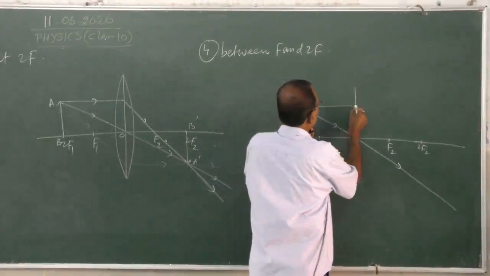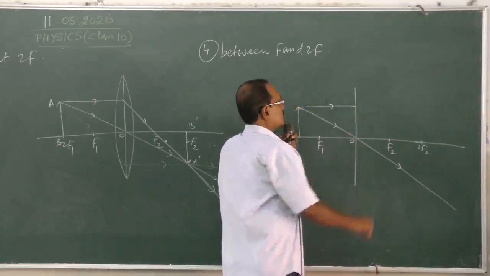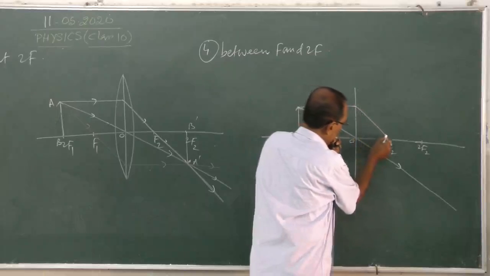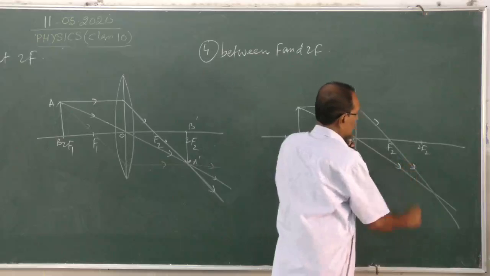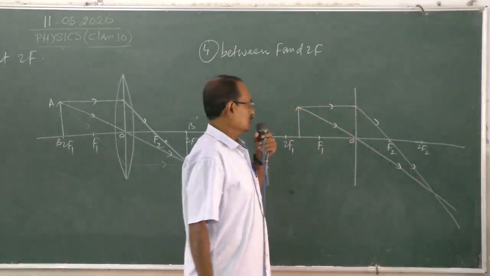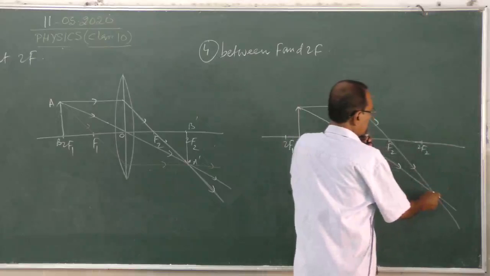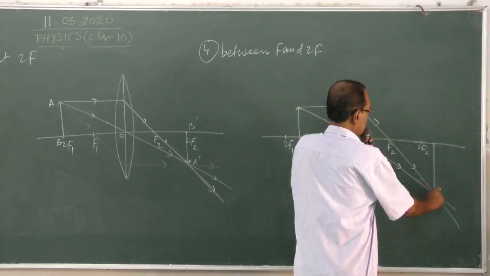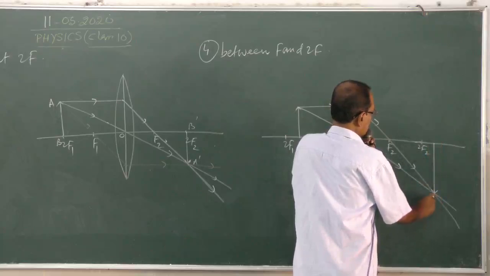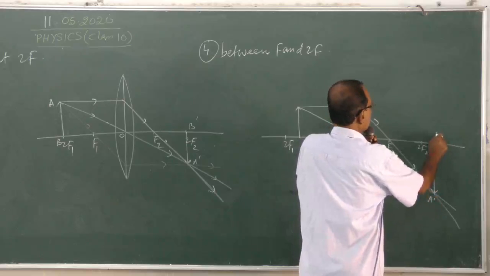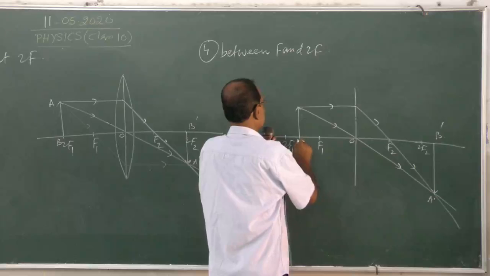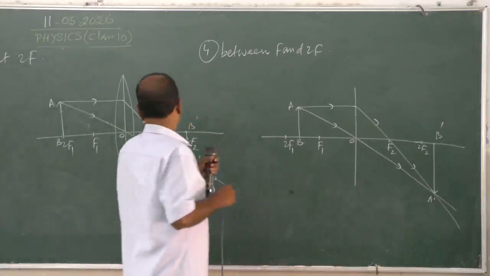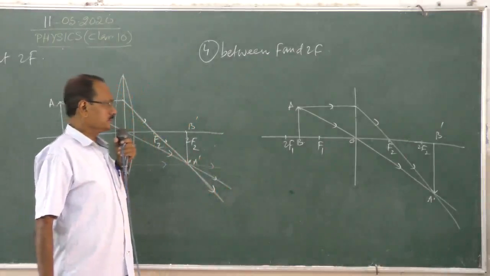Another ray parallel to the principal axis, after refraction, will pass through F2. Now here, both rays are intersecting, so therefore the image will form here. Is it?